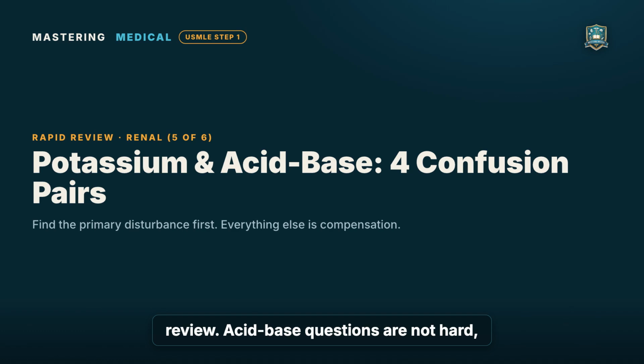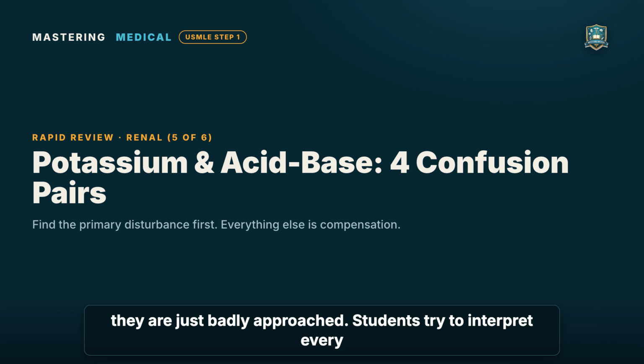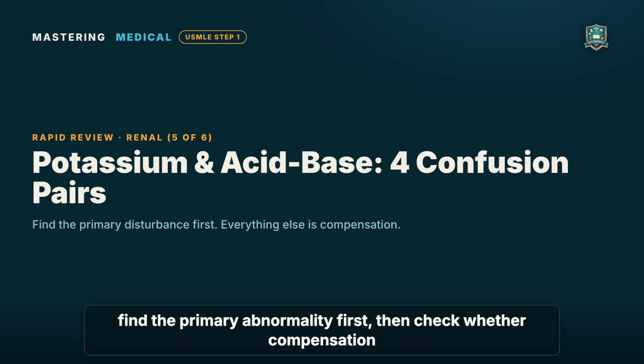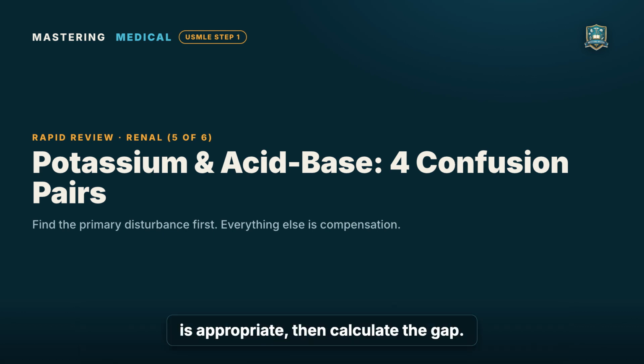Acid-base questions are not hard, they are just badly approached. Students try to interpret every value at once. The fix is a fixed order. Find the primary abnormality first, then check whether compensation is appropriate, then calculate the gap.